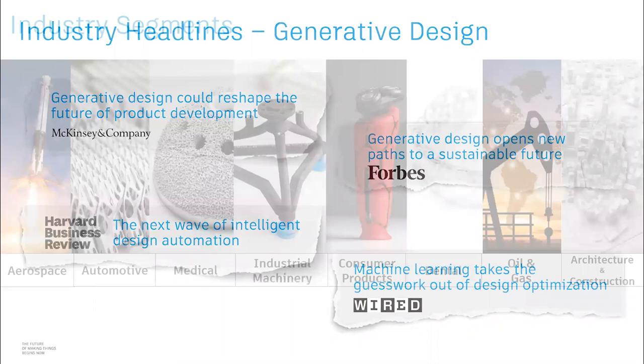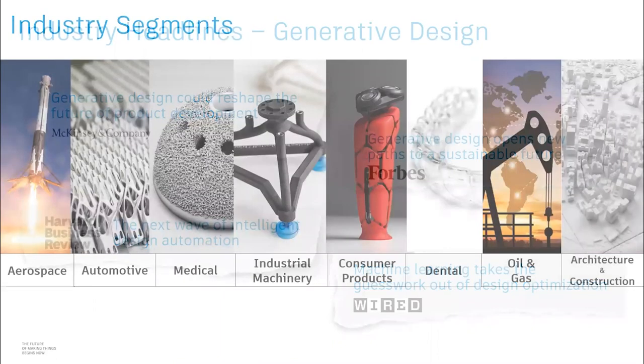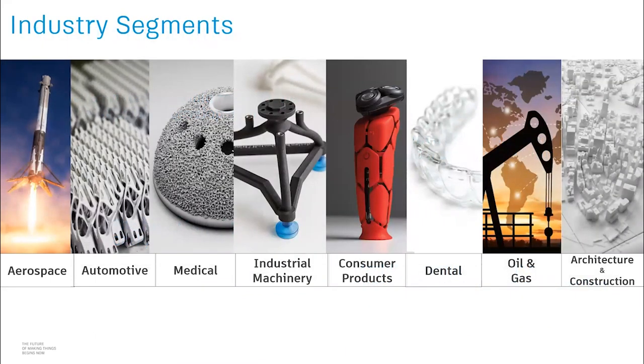These are some of the industry segments that are using it, right? So you can see all the way aerospace, automotive, medical, industrial, consumer, dental, oil, gas, architecture, construction. So the latter may be a little odd to see, but if you think about what's happening inside of buildings, it's a structure, right? So really, it's the same principles here. So generative can solve many an issue.